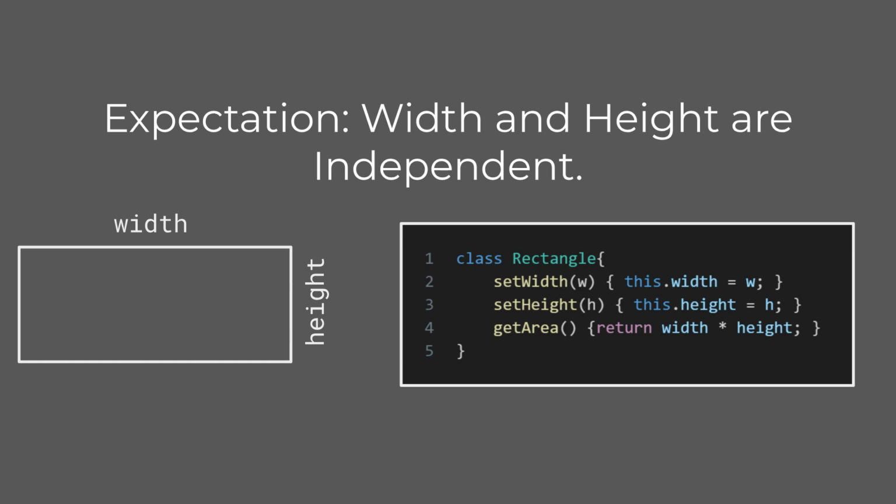To understand this, let's look at the classic square versus rectangle problem. First, we have a standard rectangle class. It has a width and a height. Crucially, the behavior here is that if I change the width, the height remains unchanged. They are independent. That is the expectation of this class.